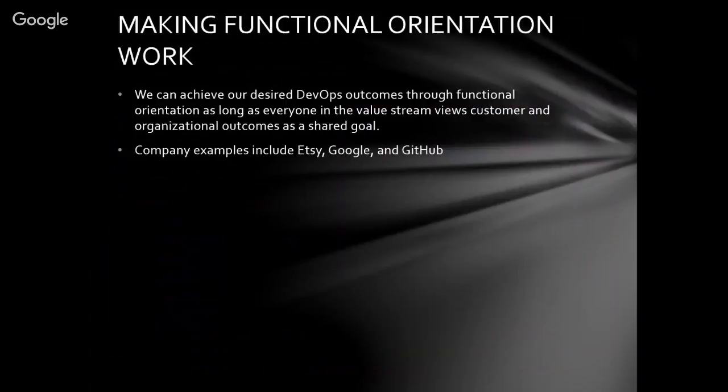Making functional orientation work. We can achieve our desired DevOps outcomes through functional orientation as long as everyone in the value stream views customer and organizational outcomes as a shared goal. This can include companies like Etsy, Google, and GitHub.